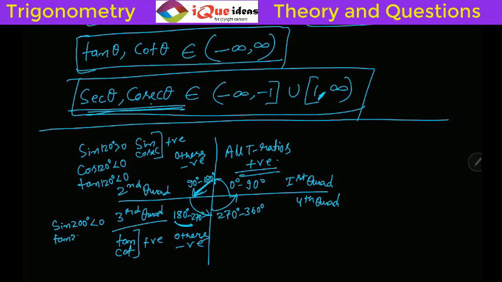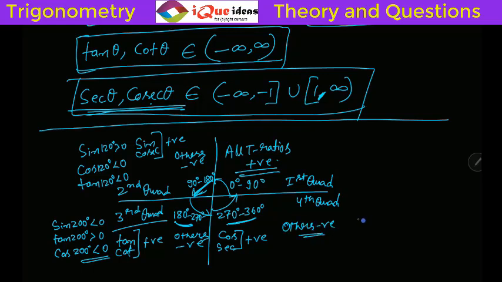Tan 200 degree will be positive, right? Because tan is positive. And cos 200 degree will be negative, right? Now for any angle in the fourth quadrant, that is between 270 and 360 degree, cos and sec are positive, okay? And all the others are negative.